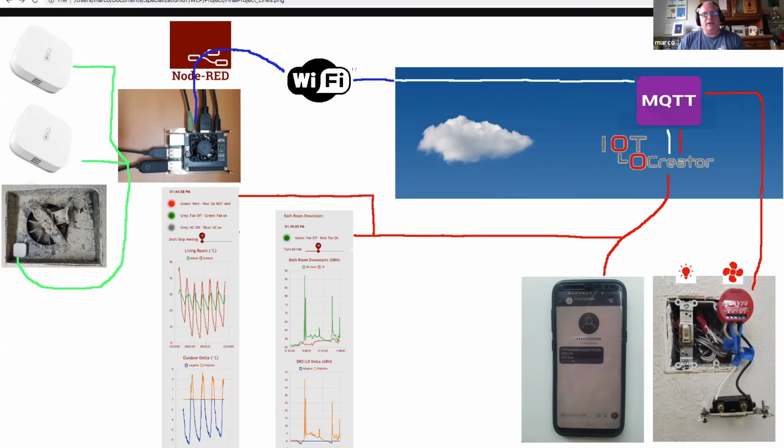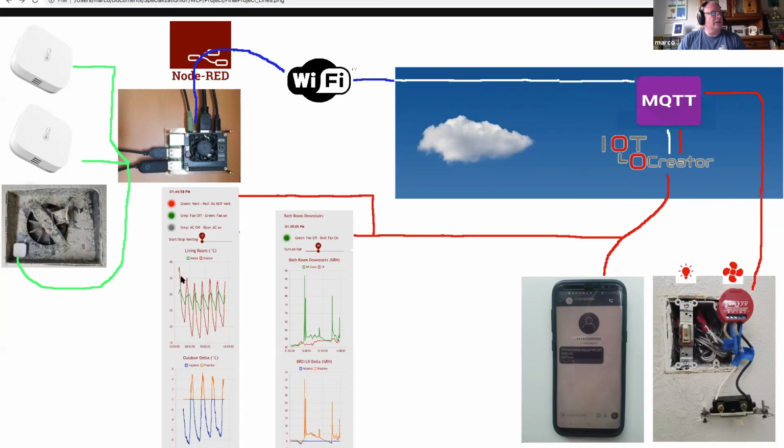On the Raspberry Pi, I'm running Node-RED. Node-RED takes these readings from the sensors, cleans them up, and sends them through Wi-Fi into the cloud onto the MQTT broker from IoT Creator. IoT Creator takes the data from MQTT and displays the readings.